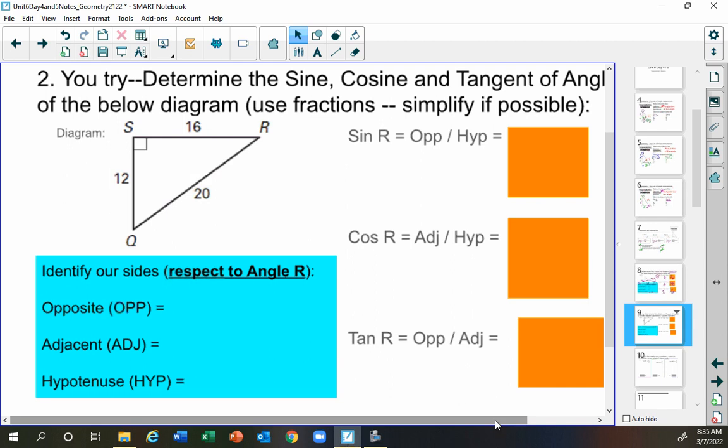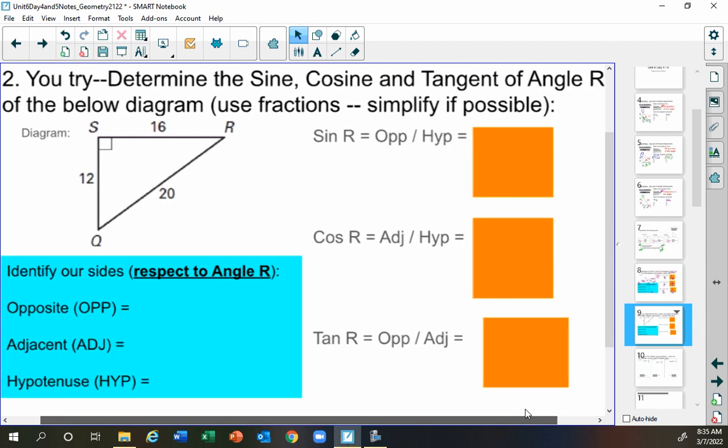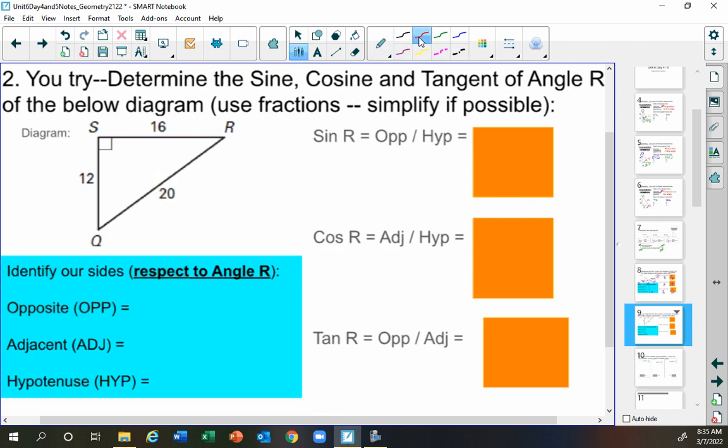Okay, I'll give you a couple minutes to try this next one. So, identify your angle. Which one's our angle? So there's your angle R. And then right away, what's the first thing we can identify right away? Yep, there's your hypotenuse right there.